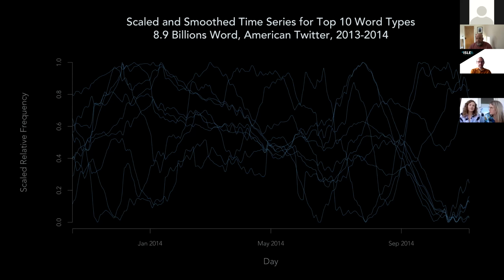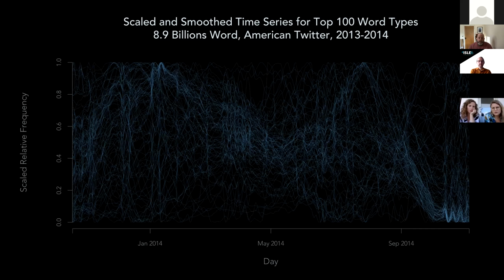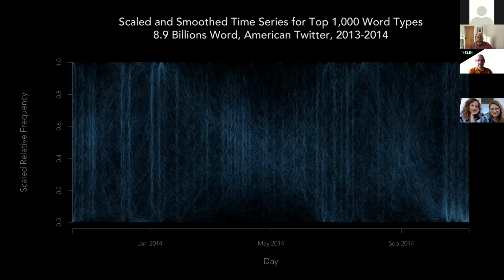So this is 10. These are the top 10 word types, the 10 most frequent. Here are the top 100. Okay, things are getting really pretty complicated. You can definitely see some little trends in there, but good luck trying to sort those out. That's the top 100. Here now is the top 1,000. Okay, you see things are getting quite complicated.